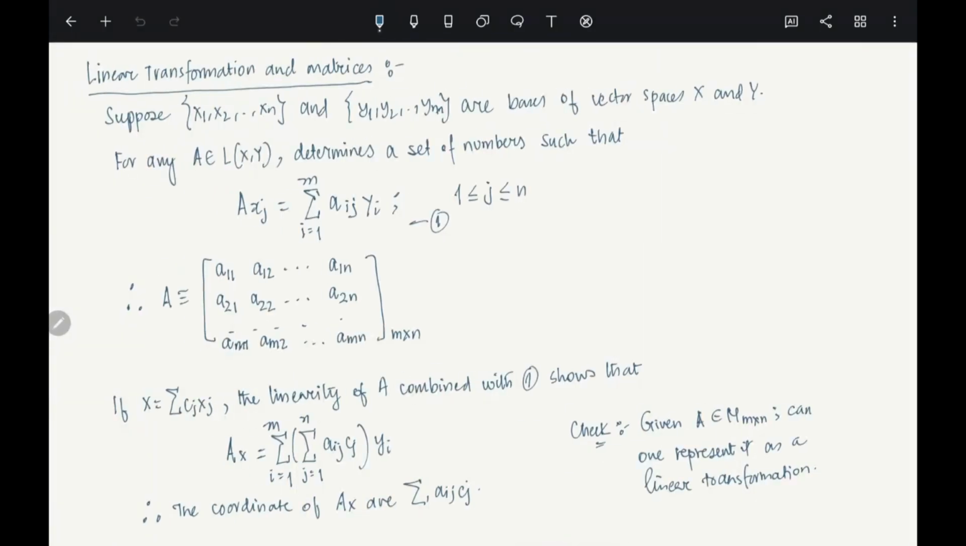You already know this matrix is of size m cross n, meaning m rows and n columns. Now we are going to introduce some notations which we will use, so let's write them as definitions.